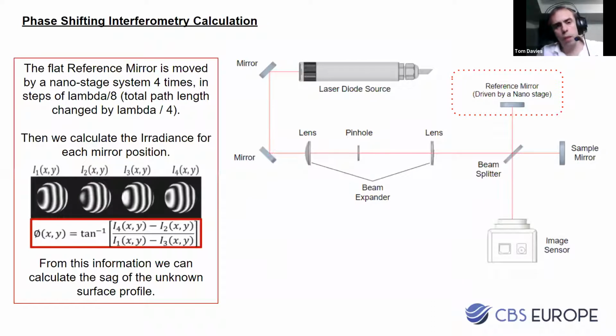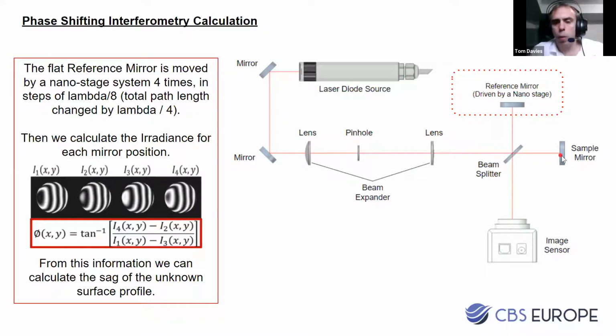So this is a phase shifting interferometer, and just a brief summary of what is actually happening in the calculation. Here on the top right, we have just a schematic of the optics without the mechanical parts, just so we understand what's going on. We have a laser diode source, which is helium neon in this case, and that comes through a beam expander and then a beam splitter, creating 2 paths. One path goes to the reference mirror driven by a nanostage. This is just a flat mirror. And then we have the sample mirror on the other path.